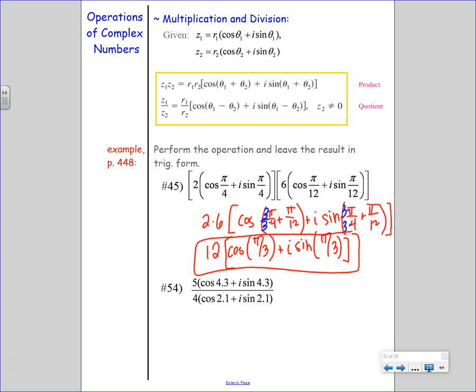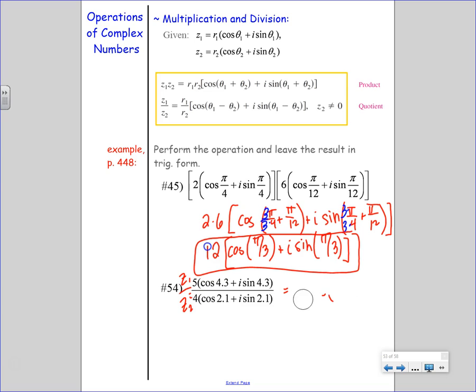For those of you trying to use the division property, what's something that you tried to do in order to plug in this z1 divided by z2? What'd you do? Yeah, no. I just started to plug in. Yeah, good. And when you plugged in, what'd you get? Cosine, or parentheses 4.3 minus 2.1.